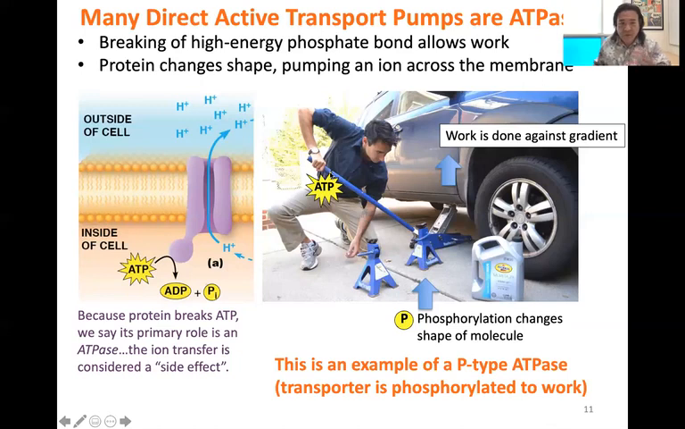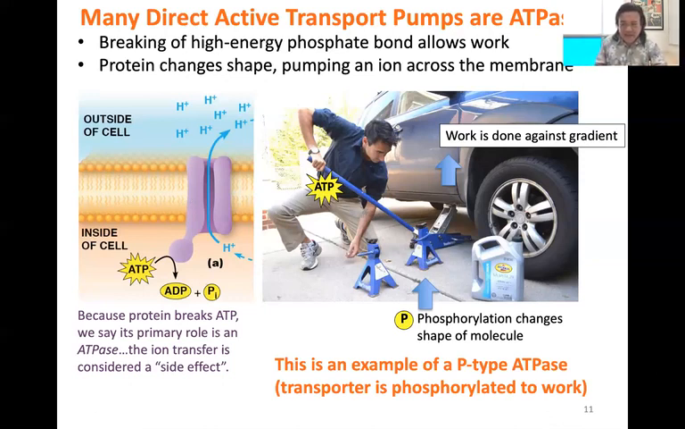And in this case, if we were to imagine that the energy is in the form of ATP being broken to provide an extra phosphate group, if that phosphate group gets added to this as part of changing its shape, changing the shape of the jack, right? This would be an example of what we call a P-type ATPase. So the transporter protein itself is phosphorylated in order to make it change its shape, and so it can do its work.